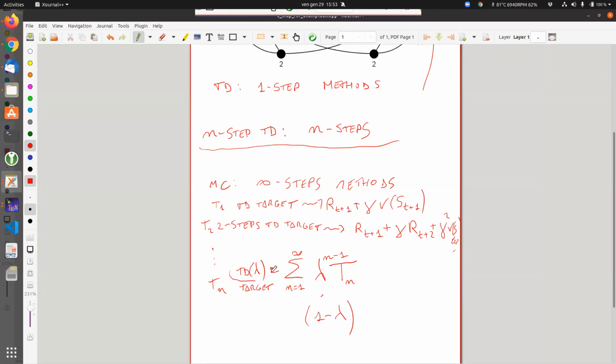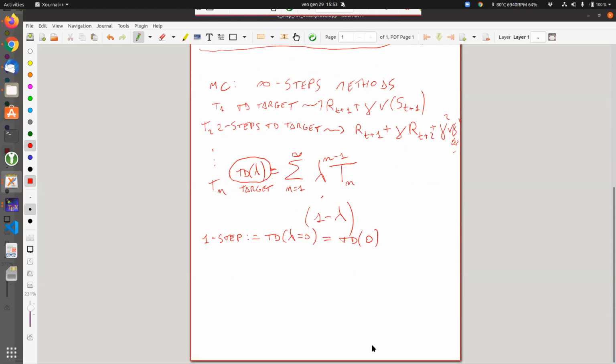Okay, this method is called TD lambda. We're not doing this in this course, but it is one of the most advanced methods in reinforcement learning. And in this sense, one step, if you think about this, is equal to TD with lambda equal to 0. So it is called TD 0 usually. And Monte Carlo is temporal difference with lambda equal to 1. And it's called TD1.